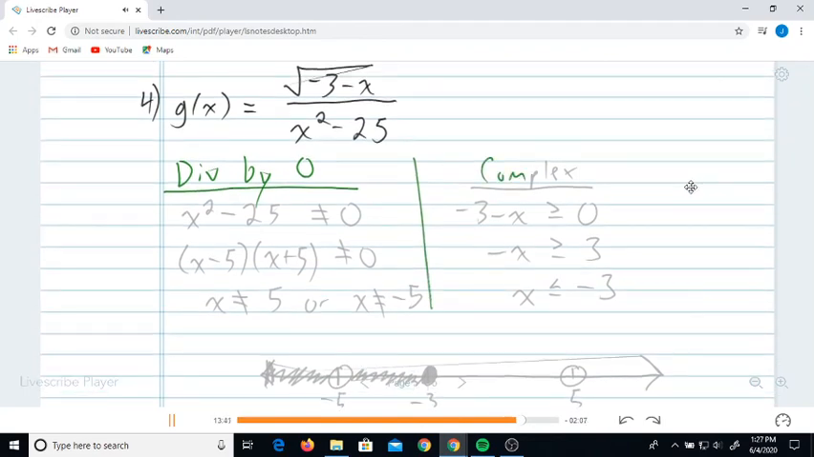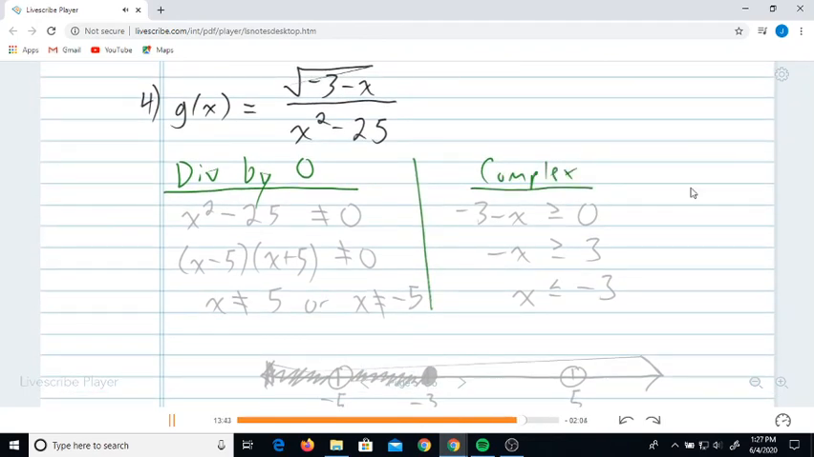Now, number 4 is a very different story. Here we have to worry about both. Note we have square roots and division by 0 are both possible. So division by 0 means whatever's in the denominator cannot equal 0. So we have x squared minus 25 can't be 0. So we go ahead and solve that. It'll factor to x minus 5 times x plus 5. So in other words, x cannot equal 5 or x cannot equal negative 5, because those will cause division by 0. Now for complex numbers, we want whatever is inside the root to be above or equal to 0.